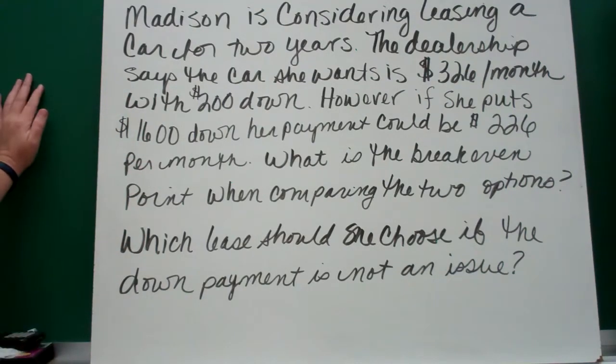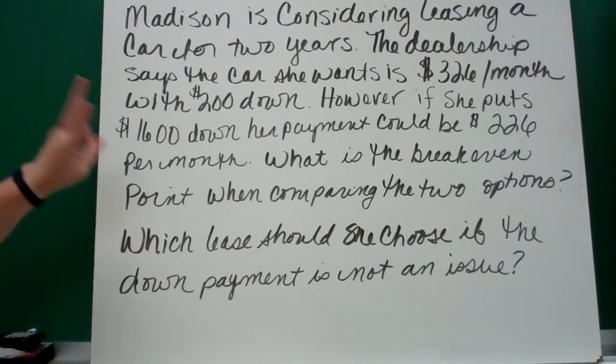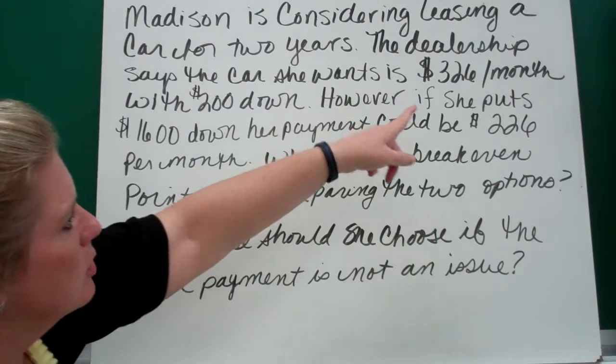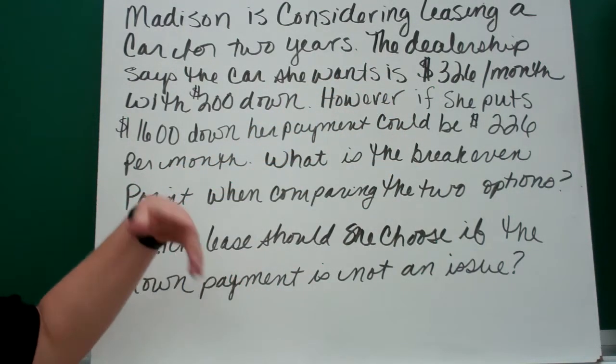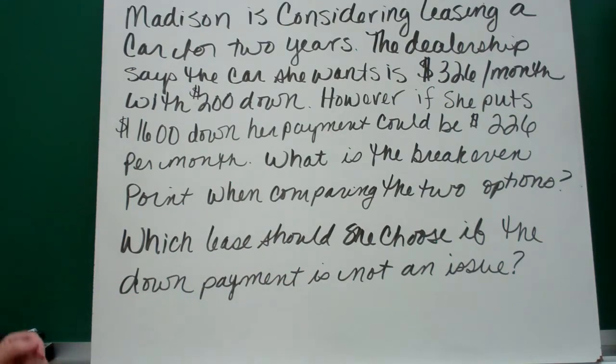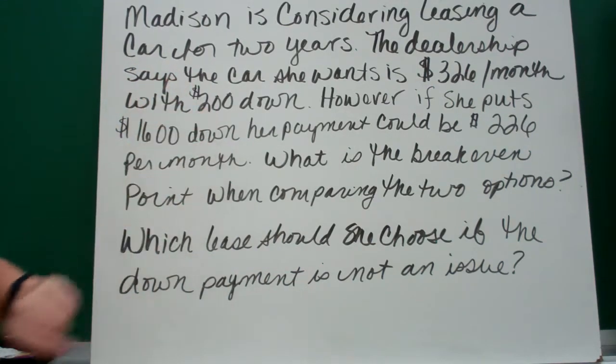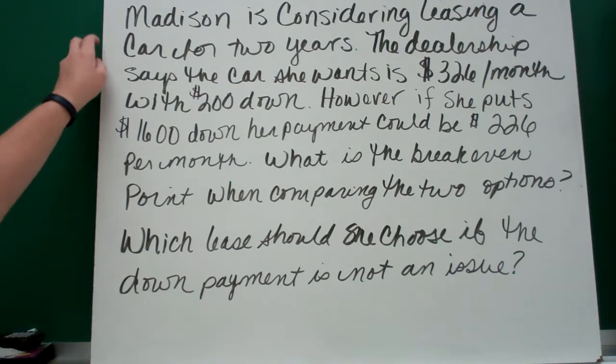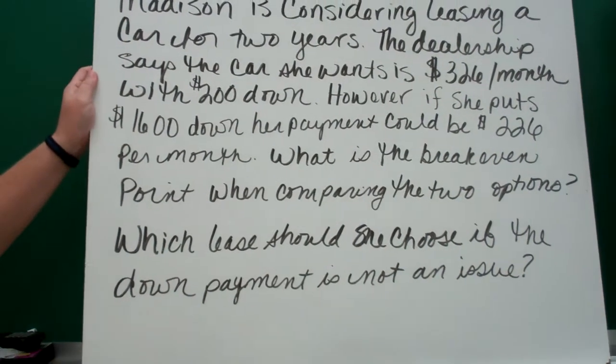What is the break-even point? That means when are they going to cost her the same? So what we're going to do is we're going to write two equations. We have two linear equations. $326 per month is a rate. Okay. $200 down is a y-intercept. Okay. So we're going to write a system of equations and solve it.